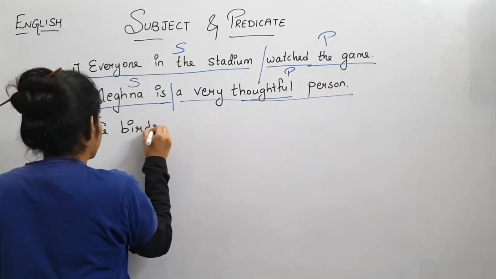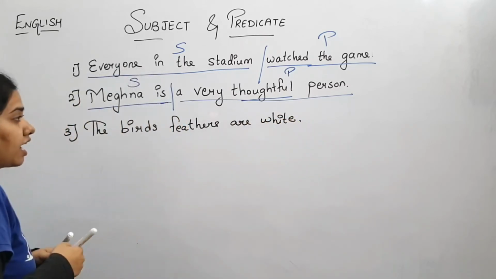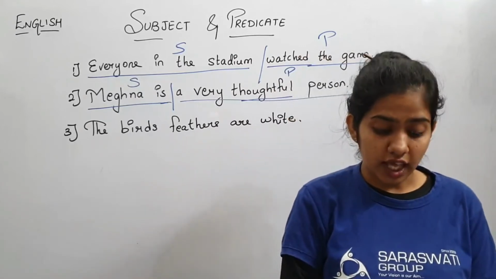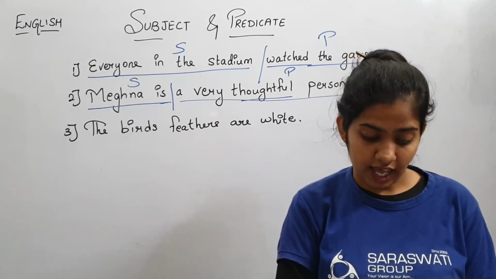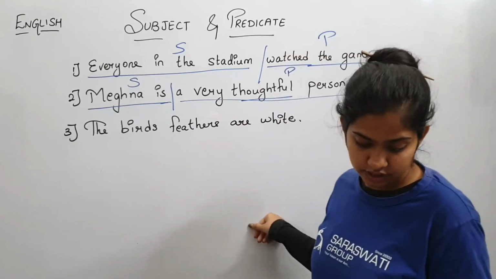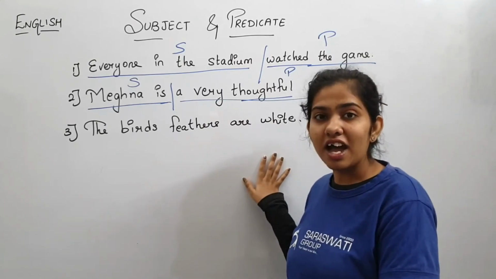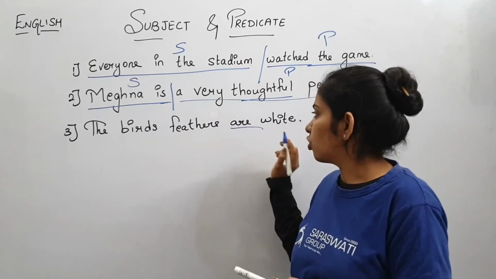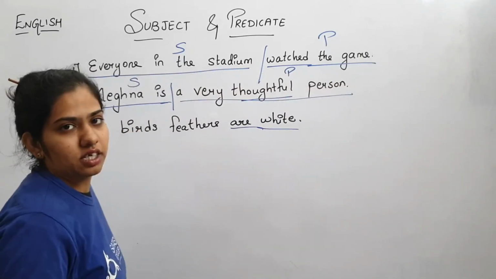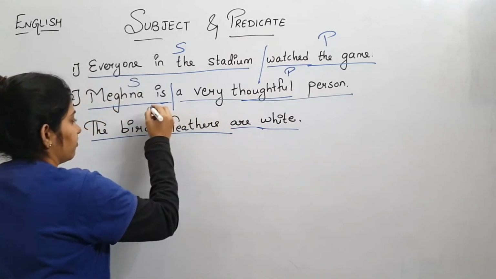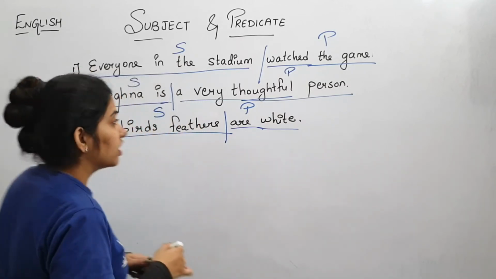Now, the bird's feathers are white. That is, the feathers of the bird are white, right? Then what is the verb over here? So the verb we have over here is are. Whose feathers are white? The bird's feathers. Or you can ask what is white? The bird's feathers, we got the answer. That is the subject and this is the predicate.